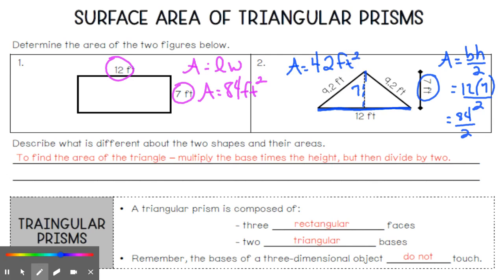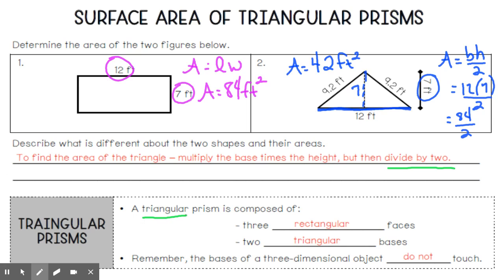So I've asked here for you to think about what is different about the two shapes and their areas, and we've talked about these briefly, right? So with a triangle, yes, you're going to multiply their base and height or length and width together, but then you have to remember to divide by 2. Okay, this is not new to you. We've done this some this year, and you also learned this last year. Okay.